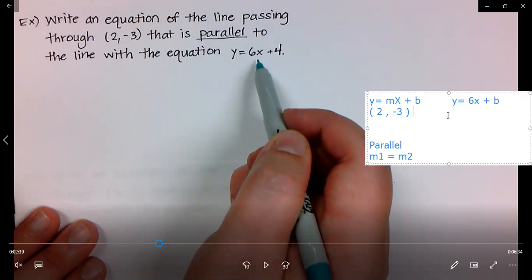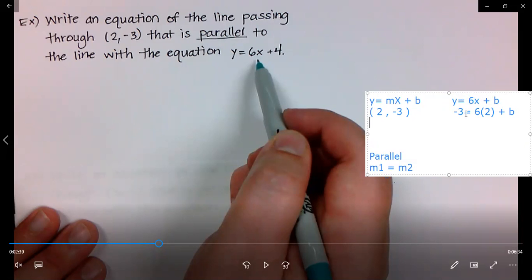And I will go to the second equation here and I'm going to replace. The value of y will be negative 3 equal 6 multiply the value of x, which was 2, plus b. Then we have negative 3 equal 12 plus b.